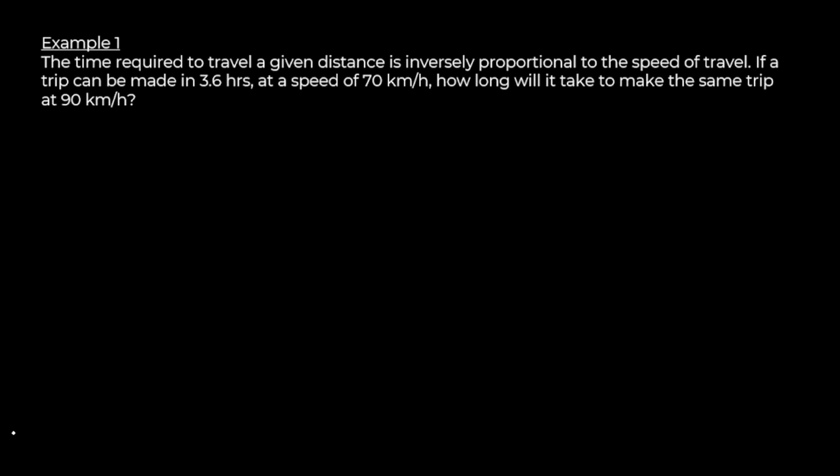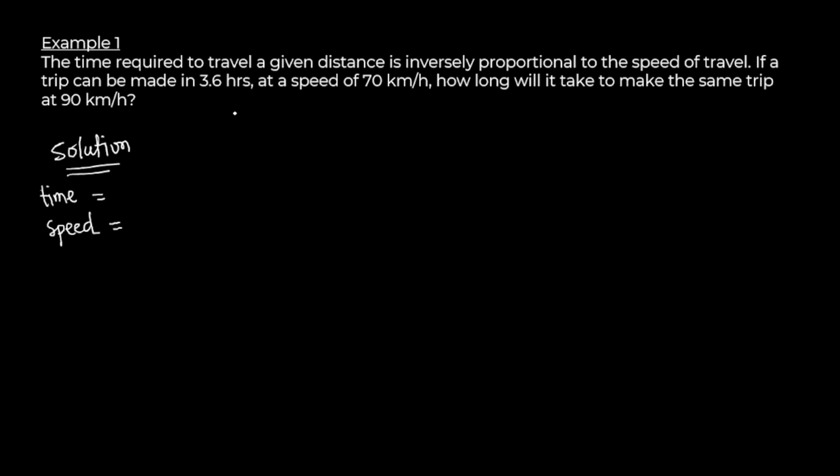This is a typical physics question involving what? The speed of a vehicle and then the distance traveled. So let's go ahead and look at the solution for this problem. So solution. We have here the time required to travel a given distance is inversely proportional to the speed of travel. So it means our first quantity over here is time, and then it is being compared to the second quantity, which is speed.